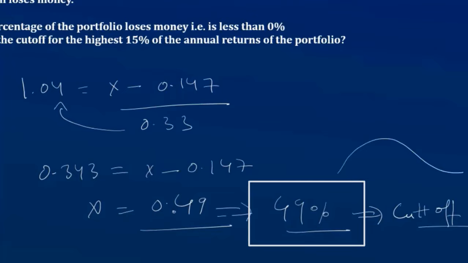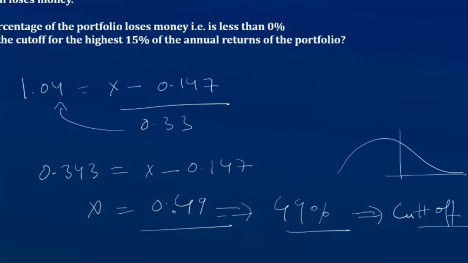Which means that if you are taking the standard normal at 49%, above that you'll get higher returns. So this is the cutoff. Not the Z value; this is in percentage, which I'm taking as 49%.